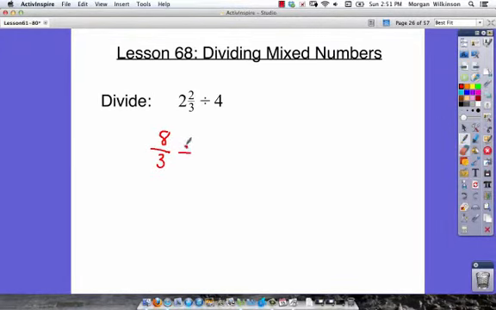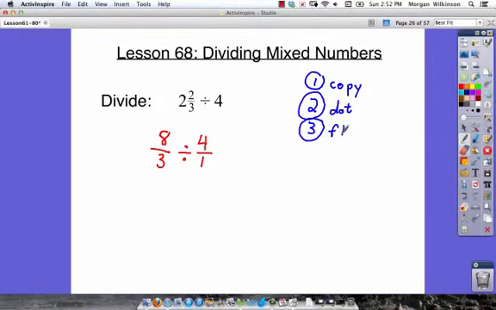We're going to divide that by 4 over 1, because we need to make the 4 into a fraction in order to divide our fractions. So our next step, we're going to divide fractions. Division is the inverse, or the opposite, of multiplication. So we've got a three-step process here. Our three-step process, we'll use blue. Step 1 is copy. Step 2 is dot. And step 3 is flip.